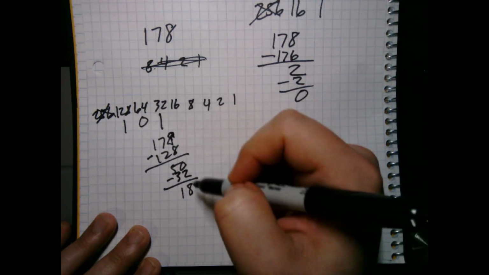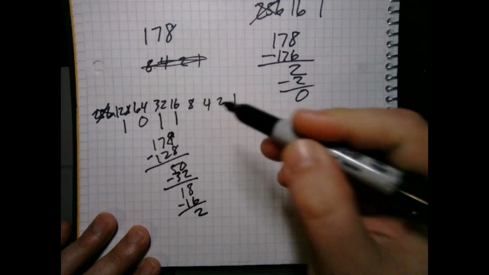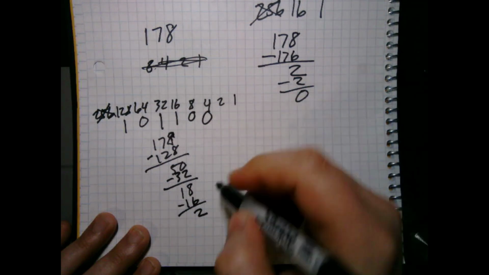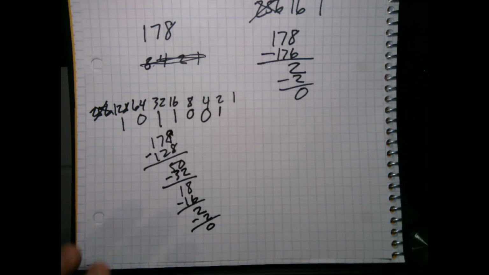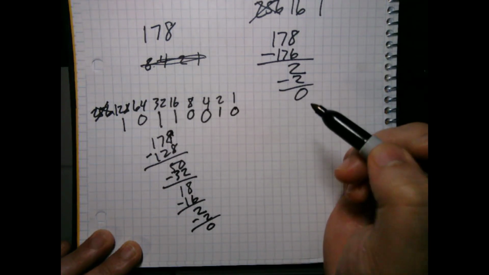How many times can 16 go into 18? Once. Subtract that off. Got 2. 8 can't fit into 2, so that's a 0. 4 can't fit into 2, so that's a 0. 2 goes into 2 once. Subtract that off. We hit 0, so we know we're done. So the remaining columns can be filled in with zeros.